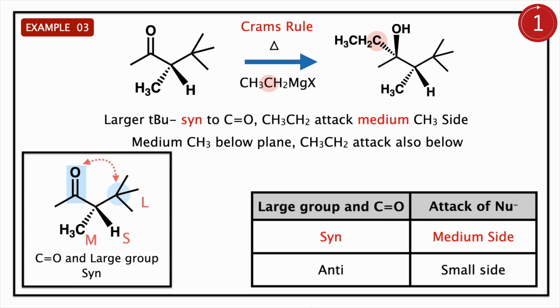Here the compound is stereochemically specified, with the chiral carbon in the alpha position. So we should label the groups as large, small and medium. Here the large group is obviously the tertiary butyl group, the small group is hydrogen, methyl is medium. The relationship between CO and the large group is syn. So attack will happen on the medium side. Here the medium group is below the plane. So the incoming ethyl group should attack below the plane. So in the final product, the nucleophile attacks from below the plane. You have the final product.